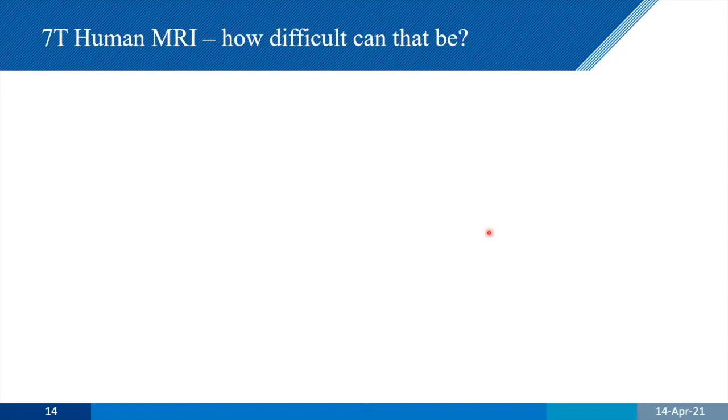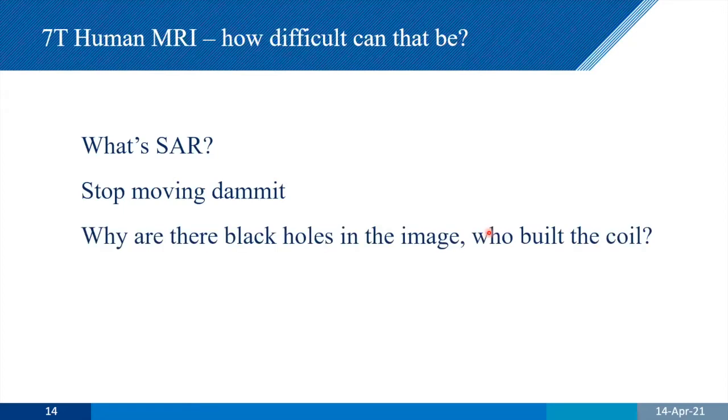And then there were a few things that started to come in, questions. What do you mean SAR? What is SAR? Who cares about SAR? Why is the sequence not running? Why is the Philips telling me I can't run a turbo spin echo with 5,000 echoes because of this thing called SAR? And yeah, stop moving, right? If somebody gets in the magnet and they start moving around and you get image artifacts, so dealing with humans.